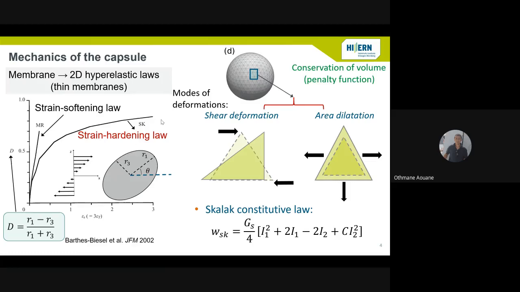The first class is what we call the strain-softening capsule, where if we apply an external stress, the capsule will deform, and the deformation or elongation will increase with the increase of the external stress until the rupture of the membrane. This is similar to drops. The second type is the strain-hardening capsules. In this case, when you apply an external stress, the resistance of the capsule to the stress increases as well. So the membrane presents a nonlinear behavior as a function of the applied stress. These are the type of capsules that we are interested in for this work.